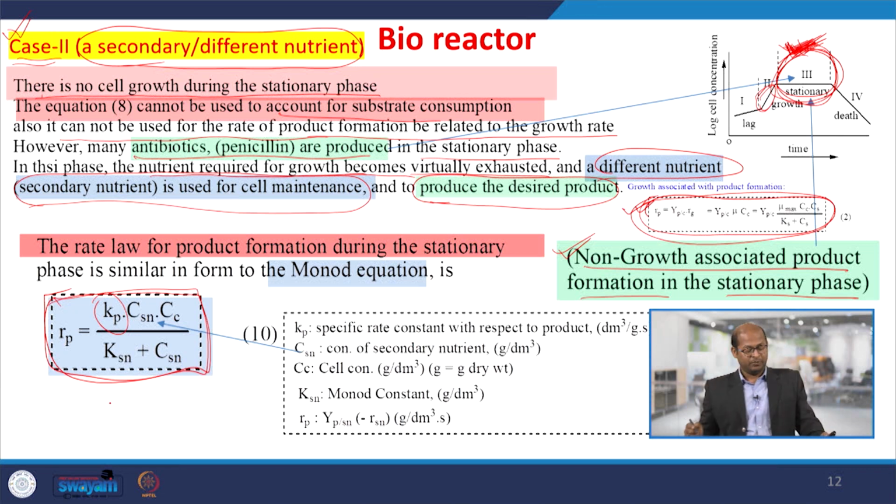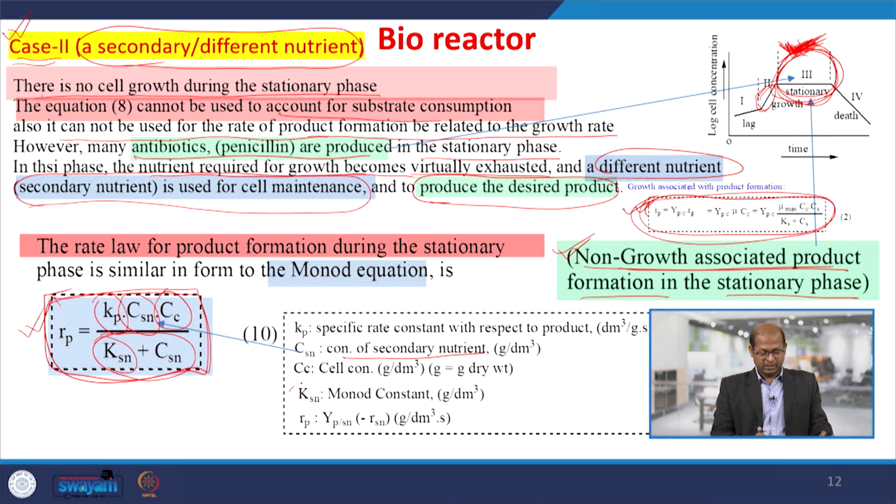R p equals K p into C S n, that is the concentration of the secondary nutrient, and the concentration of the cells, divided by K S n plus C S n. K S n is the Monod constant and C S n is the concentration of the secondary nutrient. So, if you know the secondary nutrient concentration and cell concentration, we can use this Monod equation to find out the rate of non-growth associated product formation in the stationary phase.